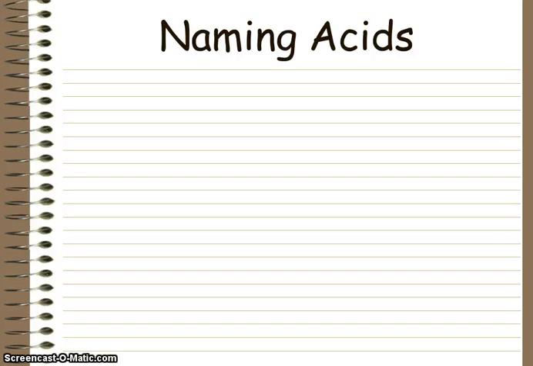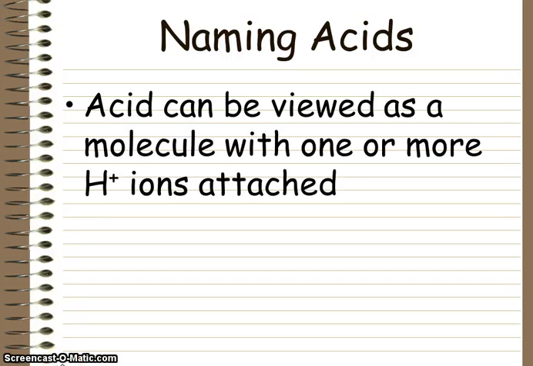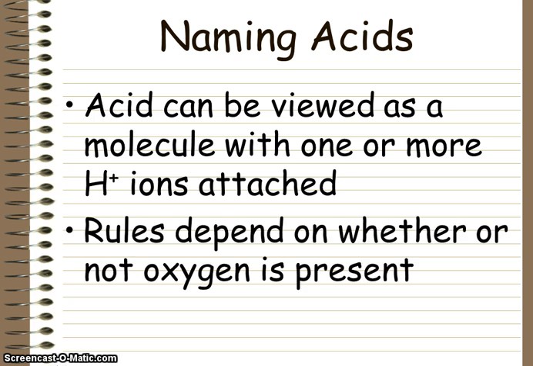Naming acids. When we look at acids, acids are going to have hydrogen as their positive ion, and they can have one or more hydrogen ions found in their compound. When we go to name acids, it's going to depend on whether or not oxygen is present in the particular compound.